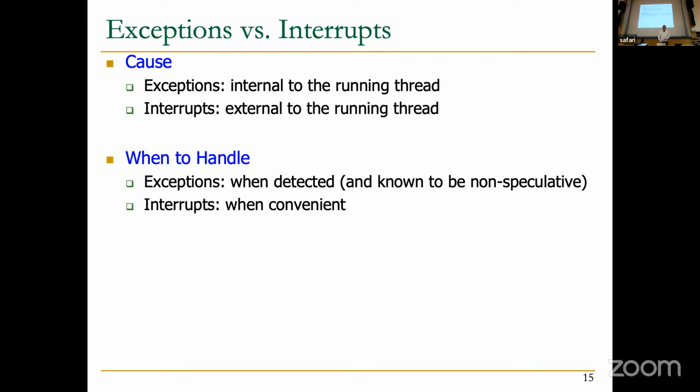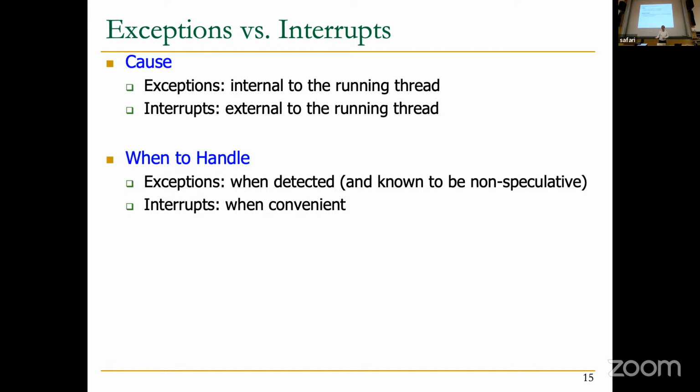For example, exceptions are usually handled when they're detected and known to be non-speculative. So non-speculative means the instructions that are actually supposed to execute, because we have some speculative instructions that are not supposed to execute yet, right? Because we're doing branch prediction. Remember the control prediction that we discussed in a pipeline processor? We're going to do more of that in a couple of lectures. So you need to make sure that you really need to handle that exception. It's a true exception. And also, usually you need to handle it right away.